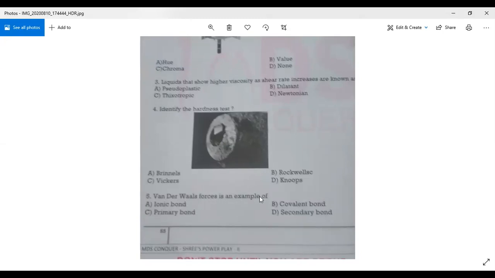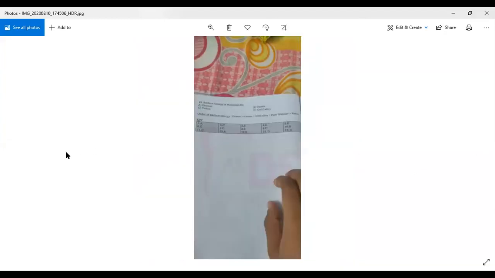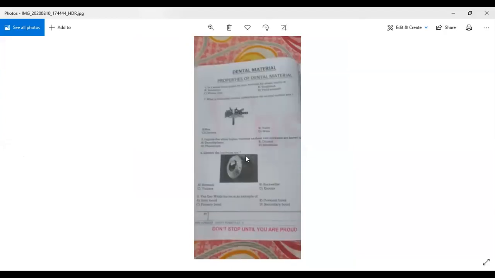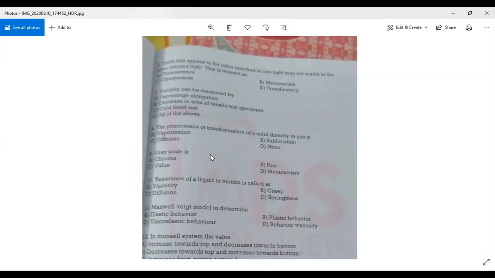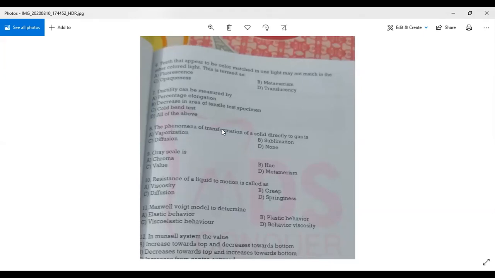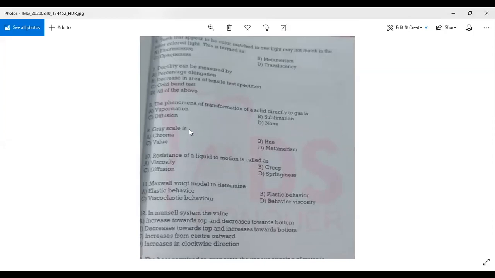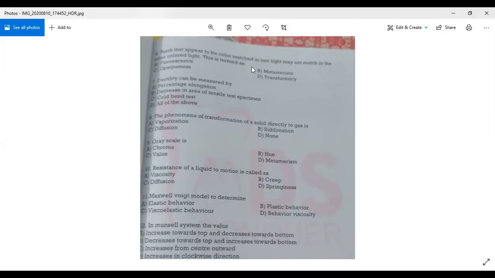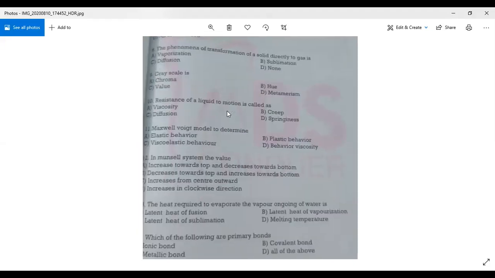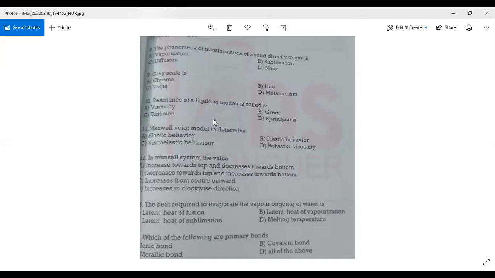Van der Waals forces are an example of secondary bonds. They're not ionic bonds, they're not covalent bonds. Yes, they are secondary bonds. Few questions they've asked. Grayscale is value. The phenomenon of transformation of solid directly to gas is sublimation. Ductility can be measured by percent elongation, decrease in tensile specimen, cold bend. Yes, all the above. Teeth that appear to be color matched in one light and may not appear so in another: yes, metamerism. Direct definition questions, definitions we have to remember.